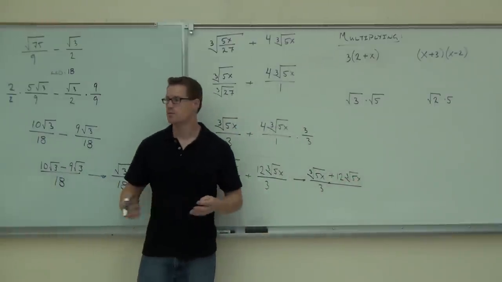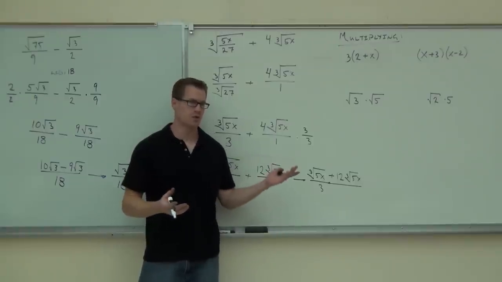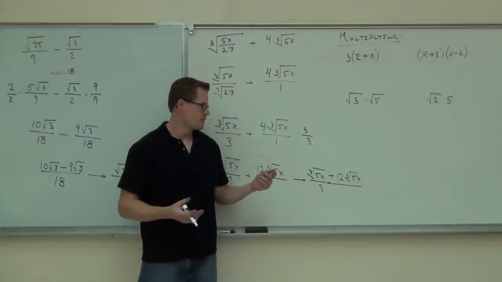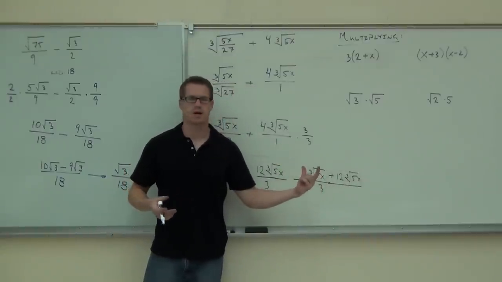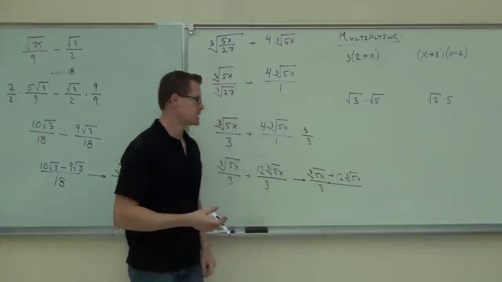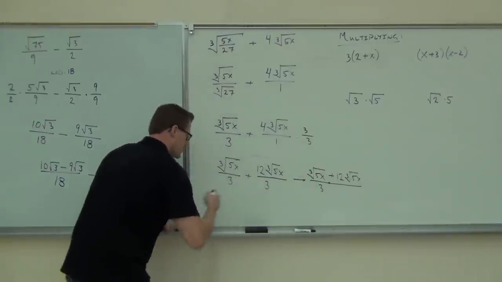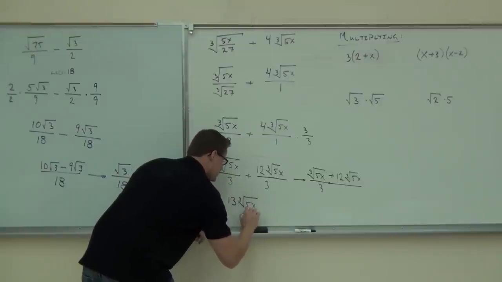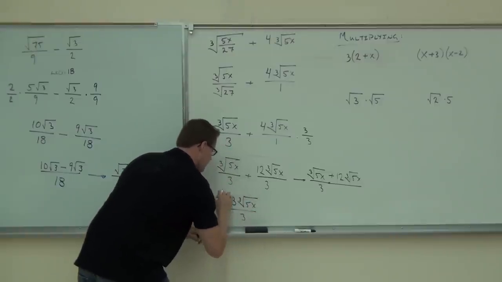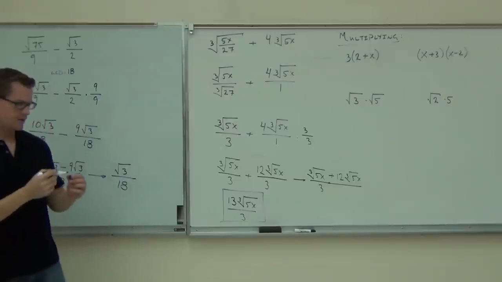Are they combinable? Yeah, we get exactly the same root, exactly the same radicand. We got a cube root, great. Radicand's 5x. We got 12 of them here. How many do we have here? So all together, how much you got? 13. Cool. Cube root of 5x over 3. That's as good as we can do. 13 cube root of 5x over 3.